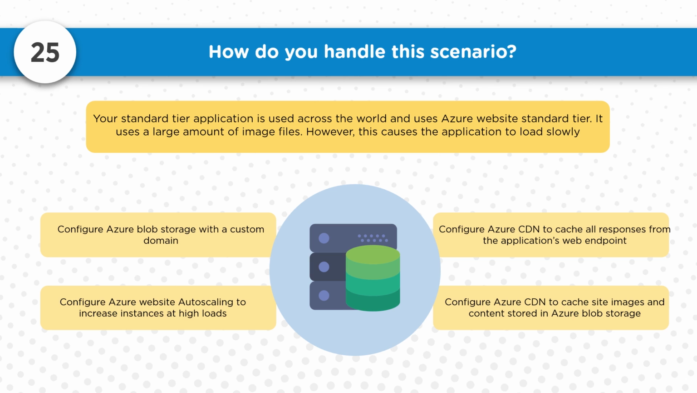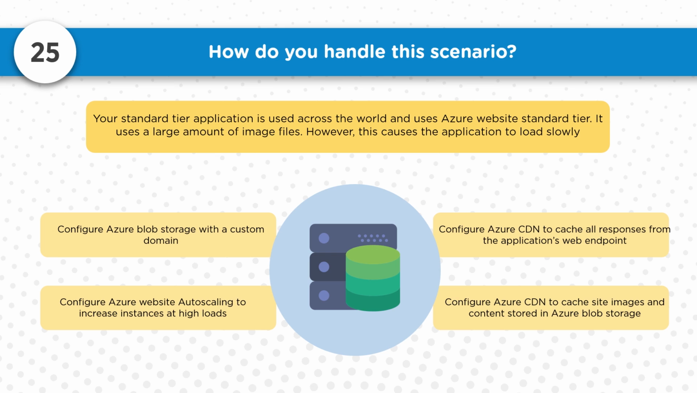Let's see. Configure Azure CDN to cache all responses from the application's web endpoint. CDN could be the right answer, but look at that. It says CDN to cache all responses from the application's web endpoint. CDN is not designed for that. Though it can do it, that's not the best way to use CDN. The proper design for CDN would be to cache the frequently used content. In other words, cache the static content, which is photos, videos, logos, pictures, and a lot more. Static content that never changes.